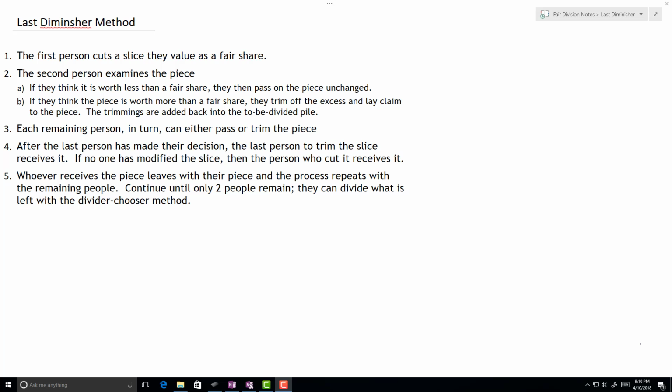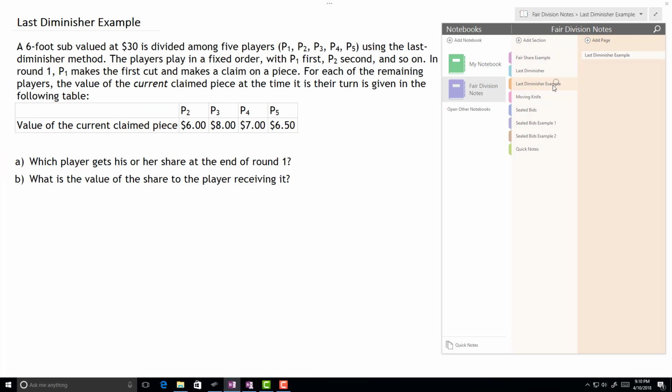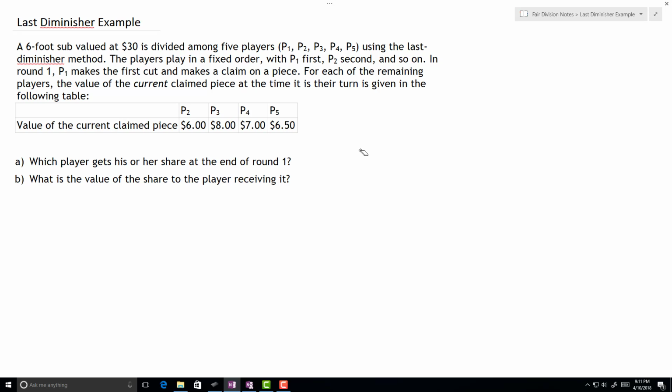Again, with these methods, sometimes they don't make a lot of sense until we try some pieces. So switching here to an example, this sub is valued at $30 and it's to be shared among 5 people. We need to figure out what a fair share is. A fair share would be the $30 value divided by the 5 people. So taking 30 divided by 5, $6 is a fair share. Any $6 piece is a fair share.